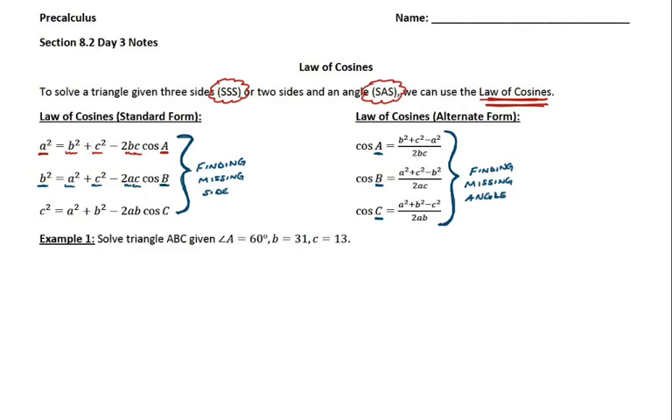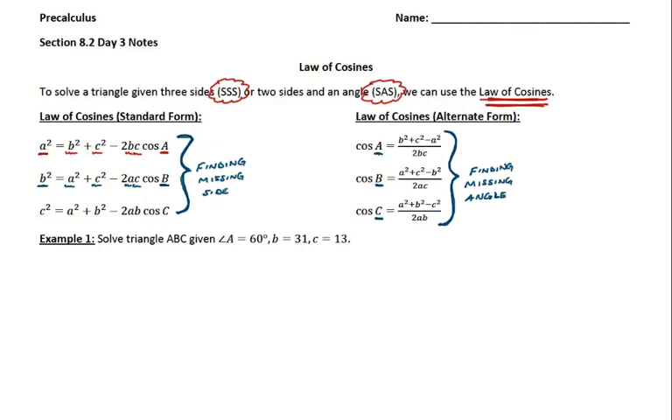The first one, cosine of A, is going to be equal to b squared plus c squared minus the side related to the angle, so b squared plus c squared minus a squared on the top. And then on the bottom, it's what was the coefficient of cosine of A in the standard form. The alternate form just comes from taking the standard form and algebraically getting cosine of A all by itself. So you can look at the pattern and memorize both ways.